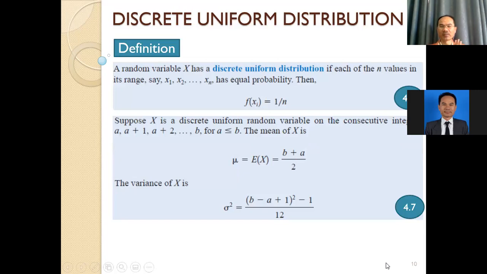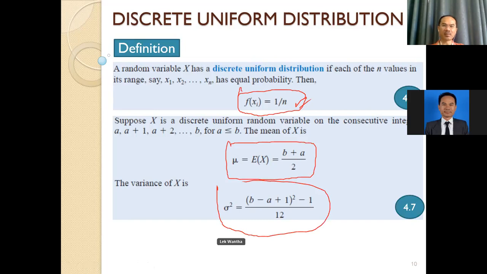Okay, for this case, the uniform mass distribution is defined by f(xi) equal to 1 over n, where n is the total number of samples. Because this is uniform, the value should be between a and b. The mean of this uniform function is (b plus a) divided by 2, and the variance you can calculate from this. So this is the basic form of the distribution.